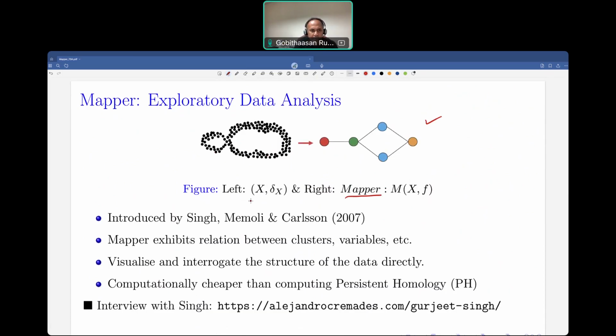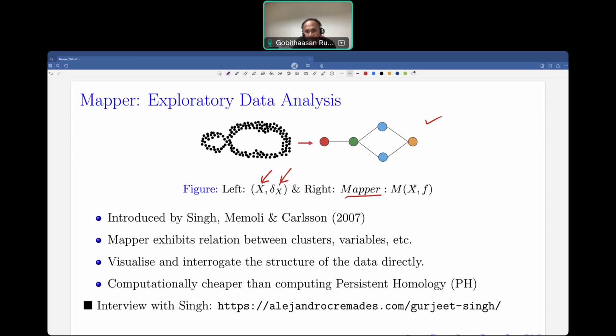So the input, X, represents your point cloud. And then delta X represents the distance. Of course, using the point cloud, you are going to compute the distance. And then using this distance, we would then run the mapper algorithm in order to get a mapper graph.